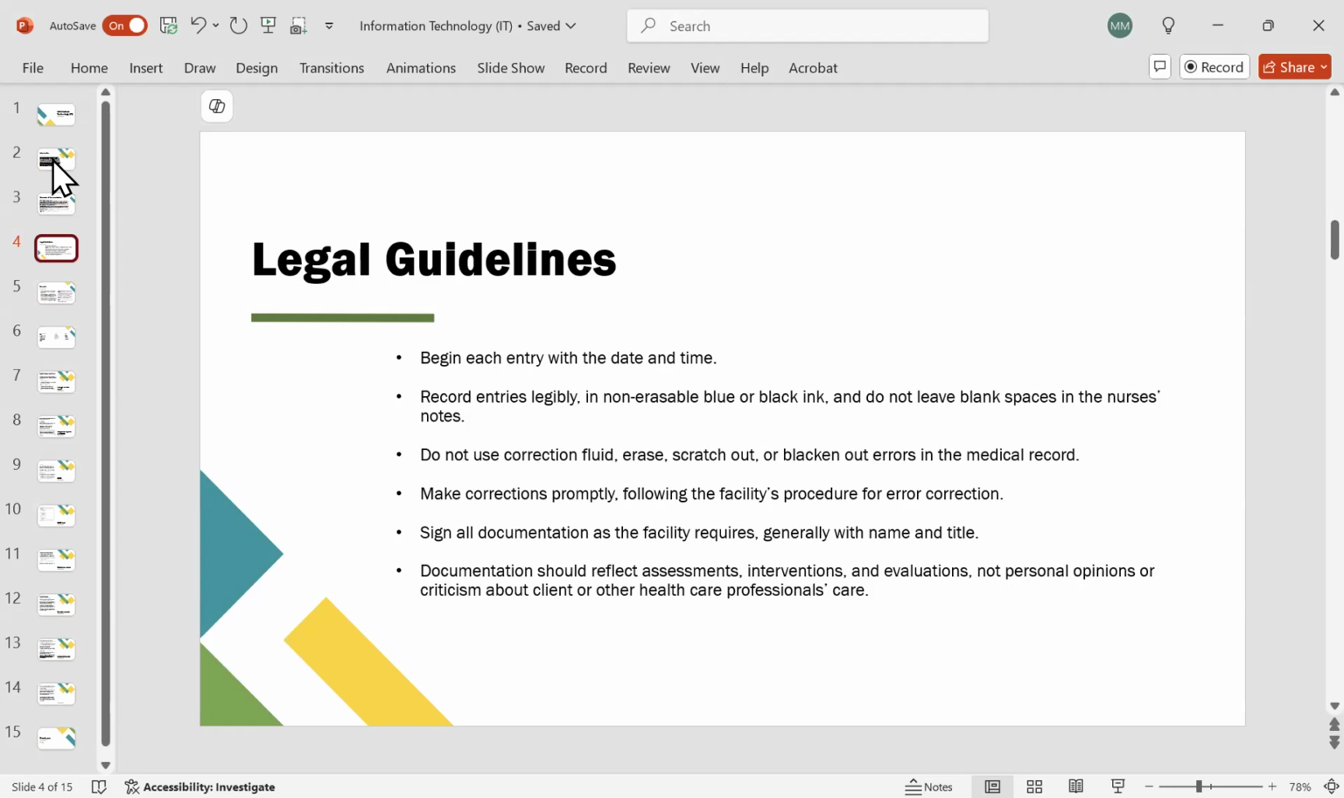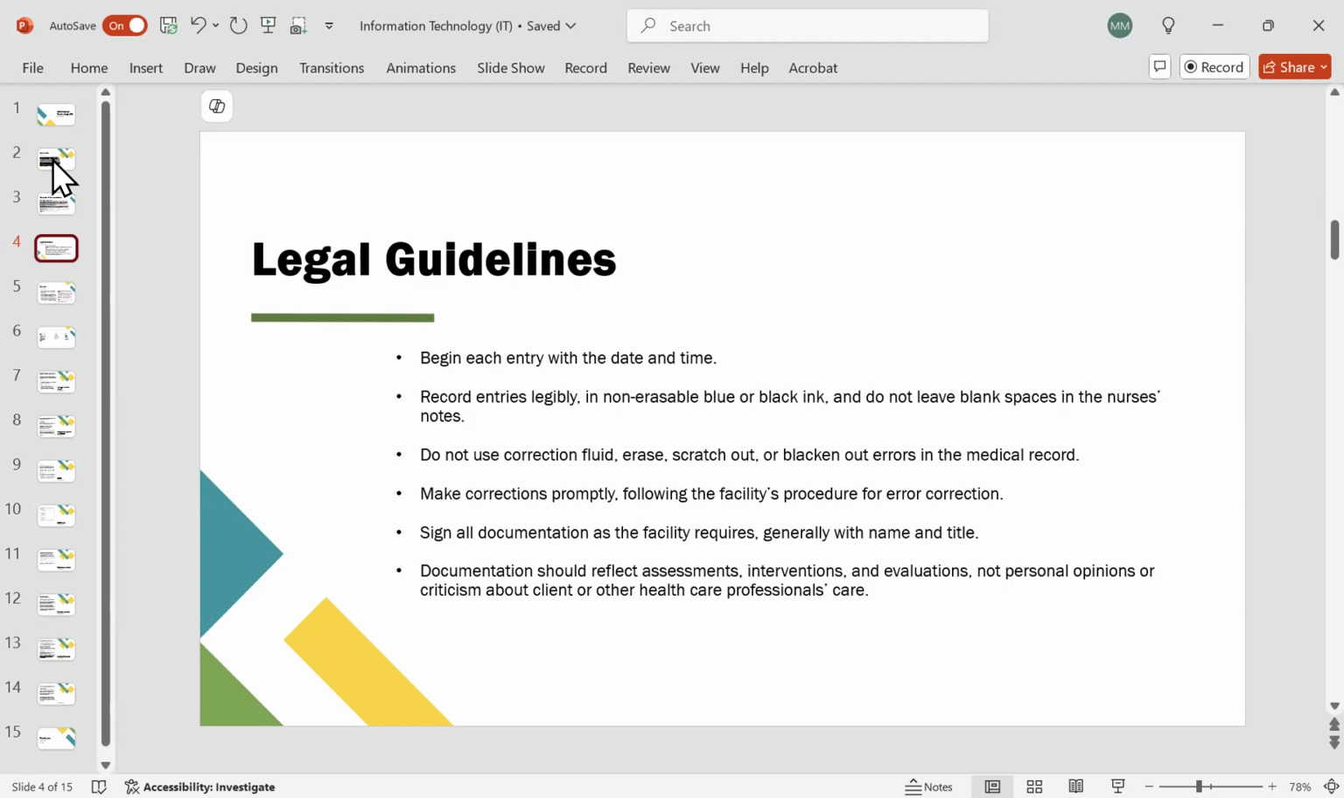If you write a note and there's a lot of pages or spaces left after your note, draw a big line through it so nobody can come behind you and alter what you've written. Okay. Whiteout is a no-no. We do not use whiteout.